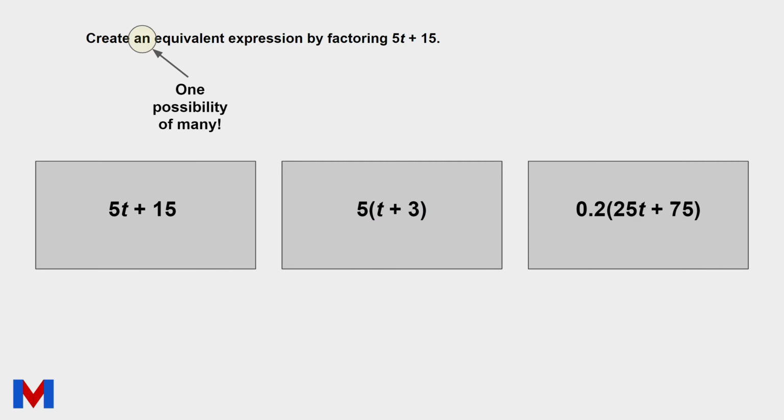So again, I just want to highlight that the question originally asked us to create an equivalent expression by factoring 5t plus 15. And so what that means is they're asking us to find one possibility of many. So all three of these rectangles have the same area. They are all three equivalent expressions, and some will be more useful to us in certain situations than they are in others.